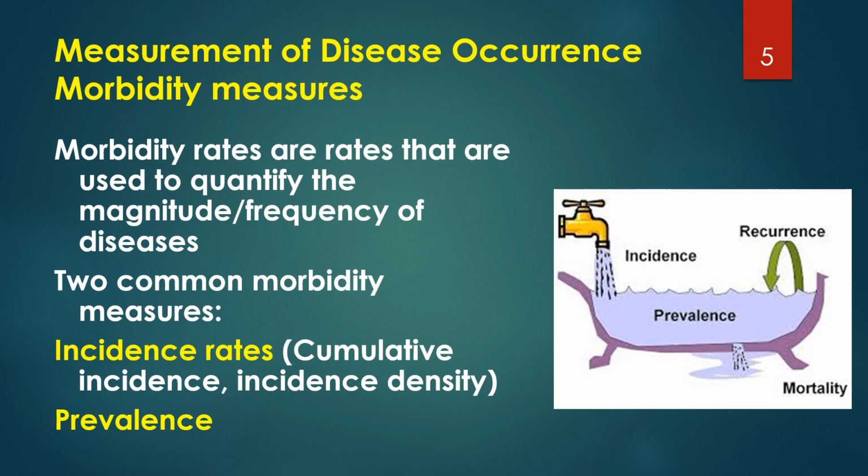For incidence, there are cumulative incidence and there is incidence density. We are only going to look at, in this lecture, cumulative incidence. That's the very simple incidence to calculate. Prevalence, there is period prevalence and point prevalence. We will look at only point prevalence here for simplicity.